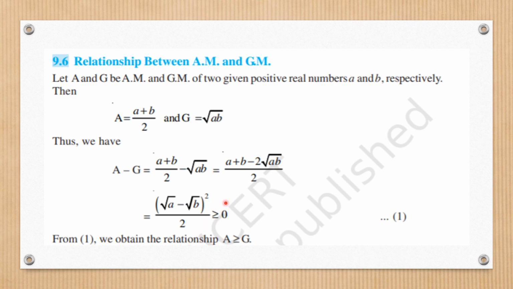Now let us justify which type of number this is. Since the numerator is always a positive number as it is a square, and 2 is also positive, this result is always positive. Positive here means greater than or equal to 0. Either it is greater than 0 or equal to 0, but it will never be less than 0. So A minus G is greater than or equal to 0. That means we obtain the relationship that the arithmetic mean is always greater than the geometric mean, or at most equal, but in general it is greater.